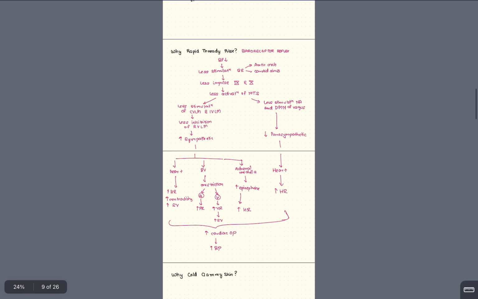So our main point here is the rapid thready pulse. Why is that so? Rapid means there's tachycardia, which is caused by the increase in heart rate, as you can see here. The thready pulse is because of hypovolemia, where the volume is very low. Thready means there's a decrease in volume. I hope you understood the baroreceptor reflex, and if there's a question, you have to draw this entire flowchart as well as the diagram.